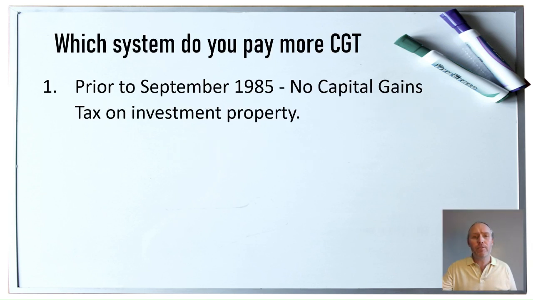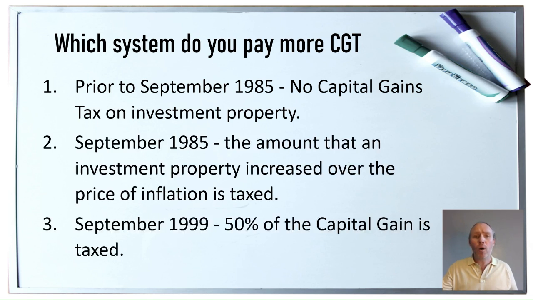It's definitely not going to be the first option where we had no capital gains tax. It's going to be option 2 or option 3. So it's either going to be the inflation-based one or the 50% one, and that will depend on the presumptions that we have.